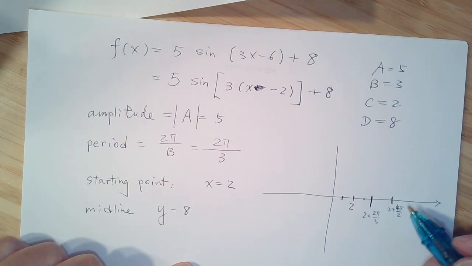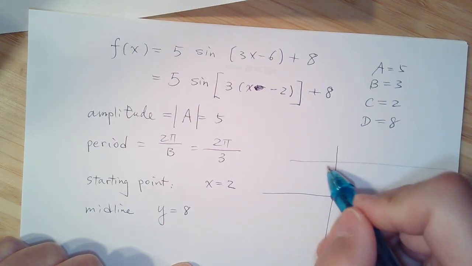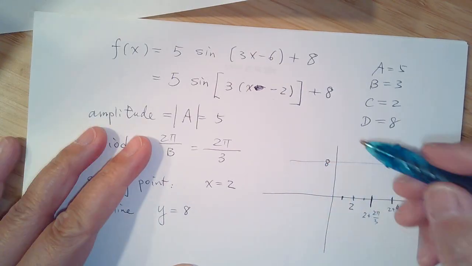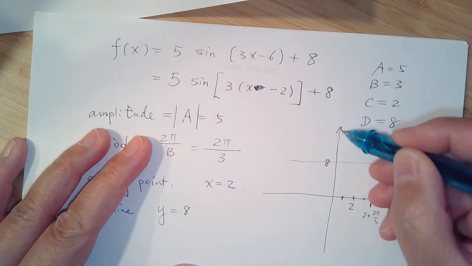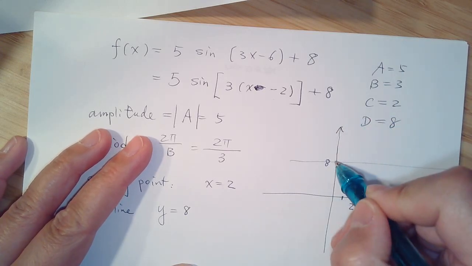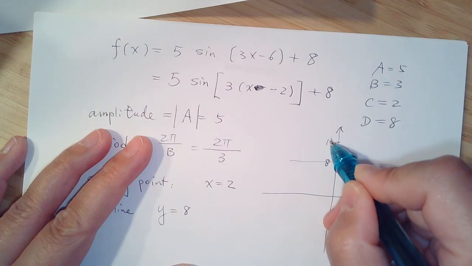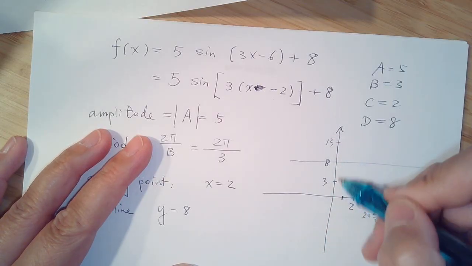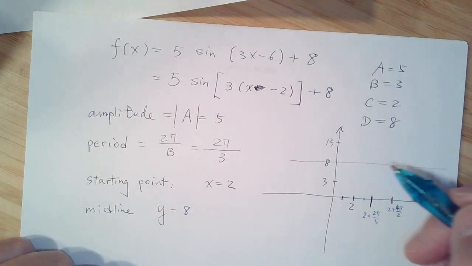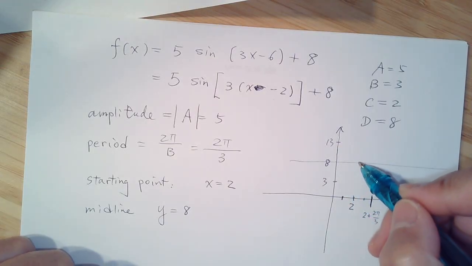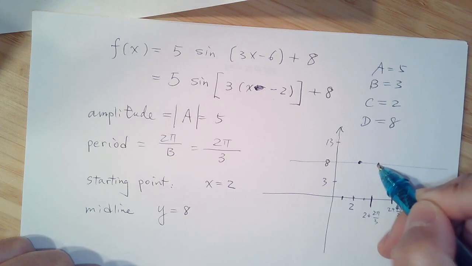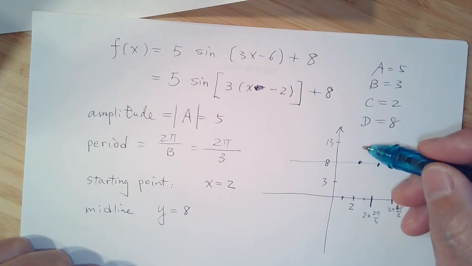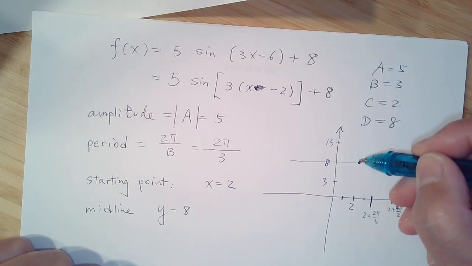And then I have the midline, which is 8. Here's 8. And the amplitude is 5. If the amplitude is 5, that means it goes from 8 plus 5 to 8 minus 5. So my graph is going to be in this range. And my starting point is x equals 2, so I'm going to start from here. And the period is here, so I'm going to stop. And then the graph should look like this.